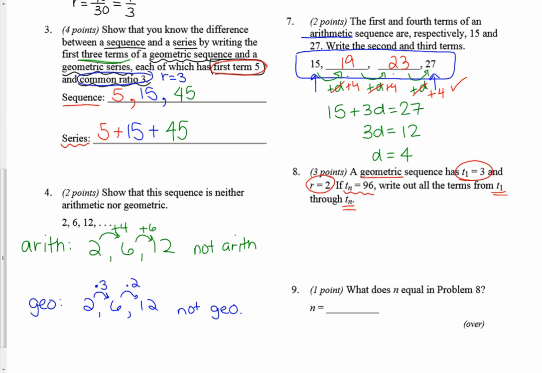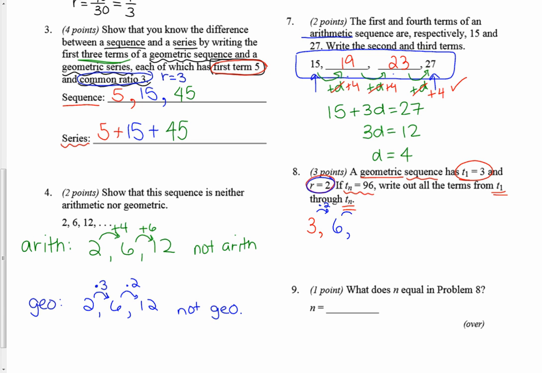Okay, so this was geometric. T sub 1, my first term, was 3, so I'm going to write that down. It's a sequence, which means I'm going to have commas between my terms. The next thing it told me was that the common ratio was 2, which means that I'm going to double my term. 3 times 2 gives me 6.